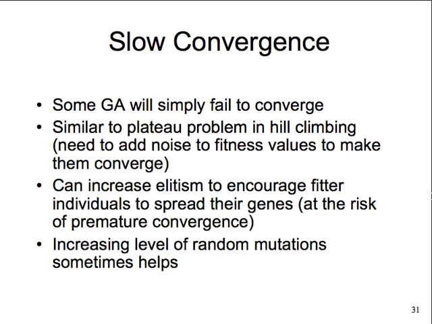So some genetic algorithms will simply fail to converge. Will fail to actually get the combinations to work together. So similar to the plateau problem of hill climbing, when you plateau at the top of the hill, you need to add noise to the fitness values to make them converge. Put a few oddballs in there, see what happens, which is a way of genetically kind of altering the population.